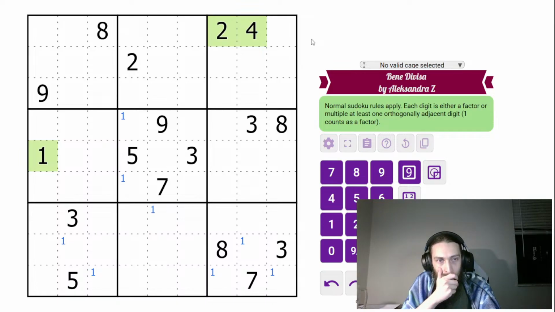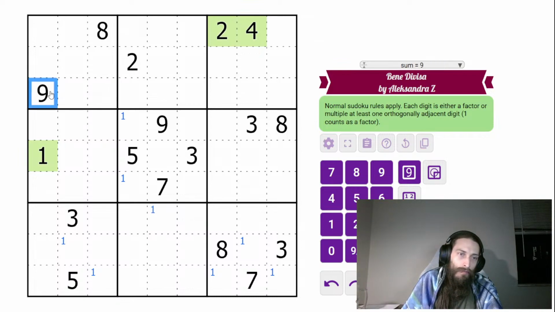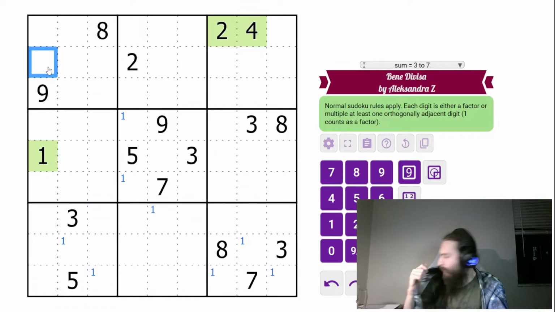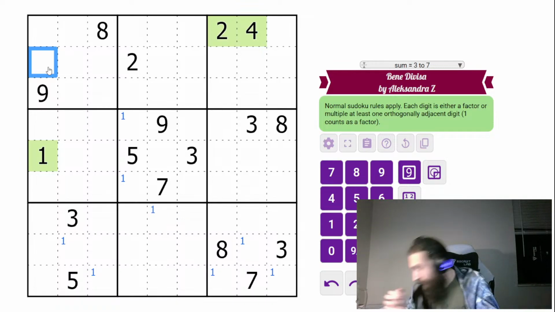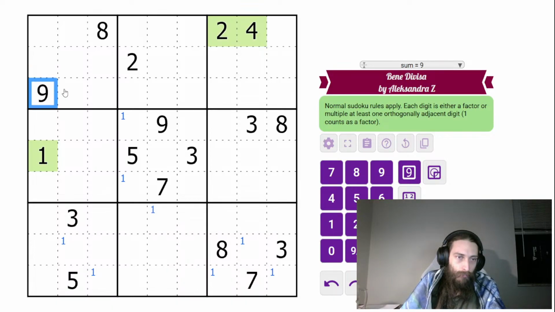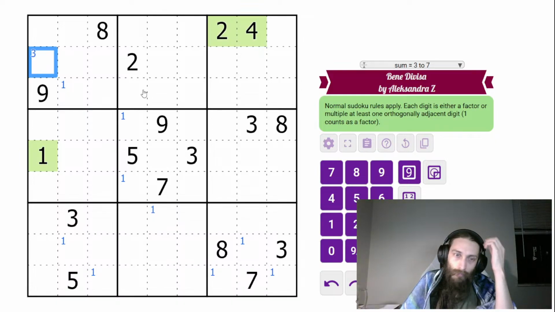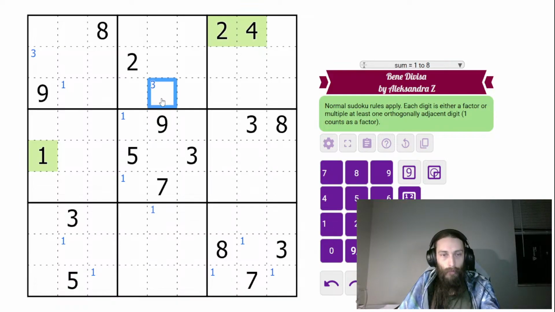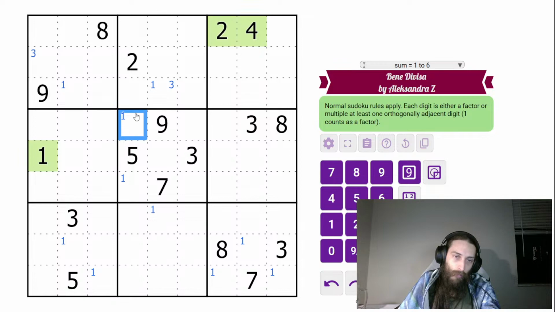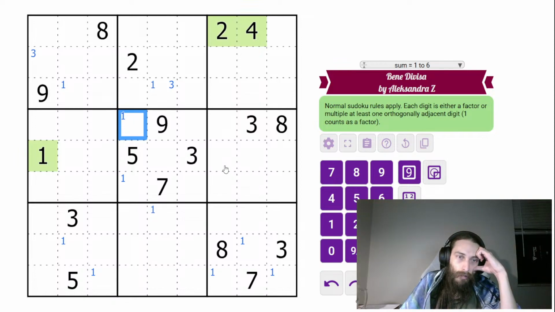Well, 9's going to have to be next to either 3 or 1. And the 9 in box 1 can't have a 3 to the right of it, but it could have a 1 above it. Or it could have a 1 to the right of it. Yeah, a 1 there or a 3 there. This 9 either has a 3 above it or a 1 above it, if that 1 isn't the 1.